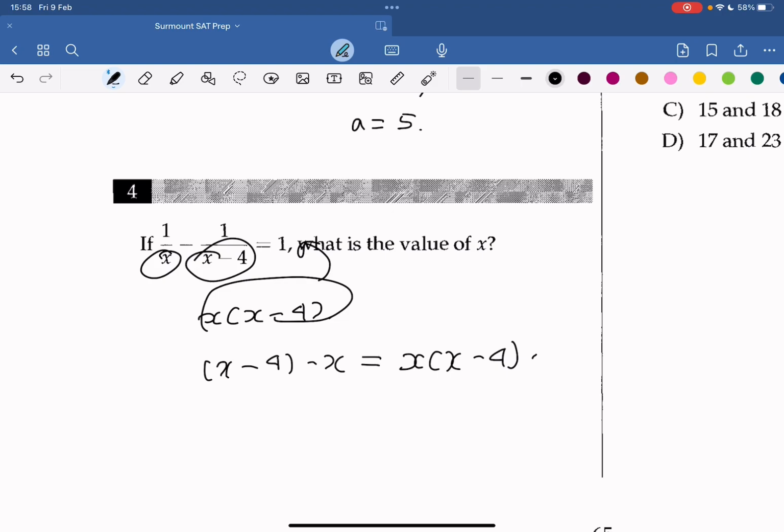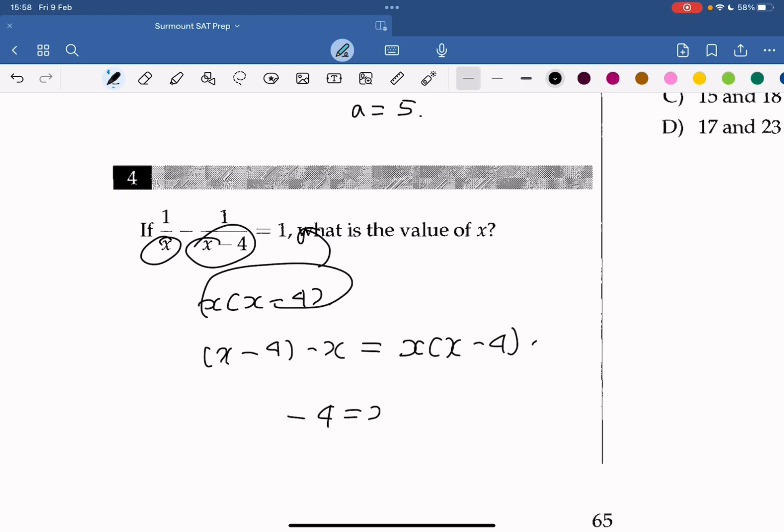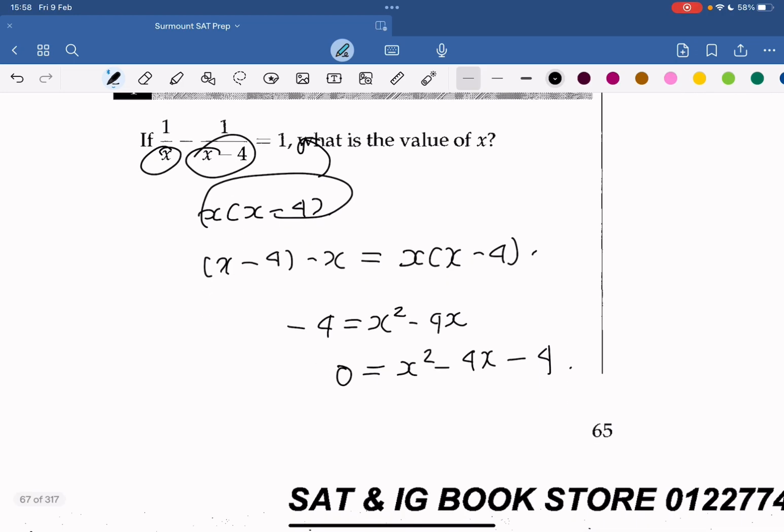And if we rewrite this, we'll get negative 4 is equal to x squared minus 4x. Thus, 0 is equal to x squared minus 4x plus 4. And what we can do here is we can rewrite this equation as 0 is equal to x minus 2 squared. And by doing so, we know that x must be equal to 2. So the value of x is 2.